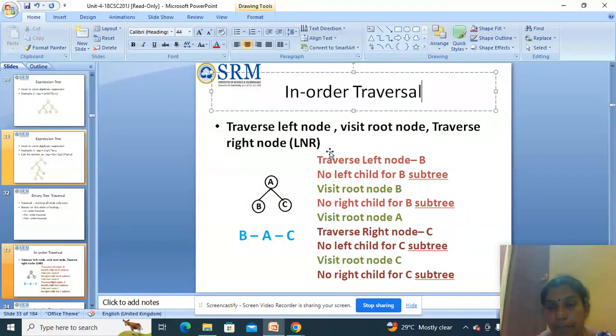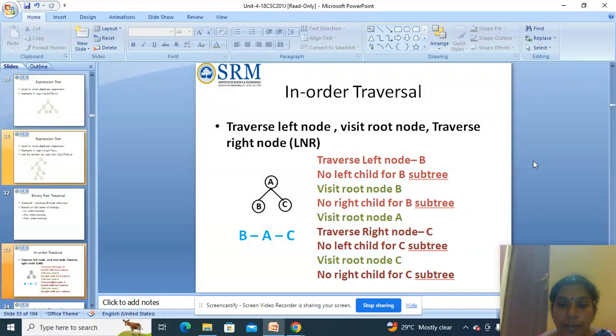Let us take a bigger example, then you can understand in-order traversal better. Okay, next we will move on to the next slide. Here we traverse the left node B, and there is no left child for B. Next we visit the root node, and there is no right child for B. Then visit node A, and traverse the right node C. Here there is no left and right, so we visit C. So this is the logic.